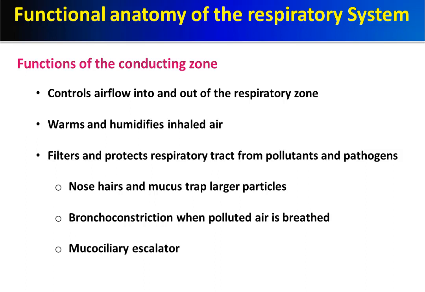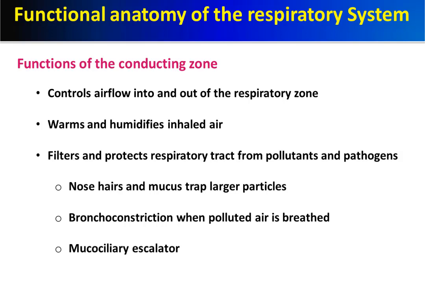We have hairs in the nose, and we have mucus, which trap large particles. Small particles escape trapping in the nose. So what happens to this? We might have bronchoconstriction. This is contraction of the smooth muscle cells of the airways when polluted air is inhaled. Fine particles which escape trapping by the hairs in the nose stick to the mucous membrane which lines the airways of the conducting zone, and then the cilia of the ciliated epithelial cells move and eliminate them from the air passages.